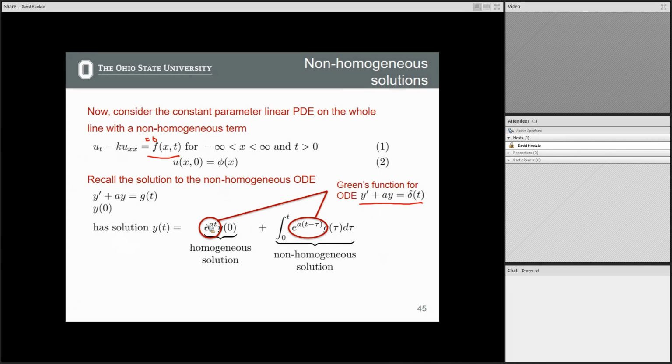Actually, I need to modify this. I had a mistake, actually. I need to fix my notes on that. This is e to the negative at is the solution to this. Okay, so that's the Green's function for this ODE.